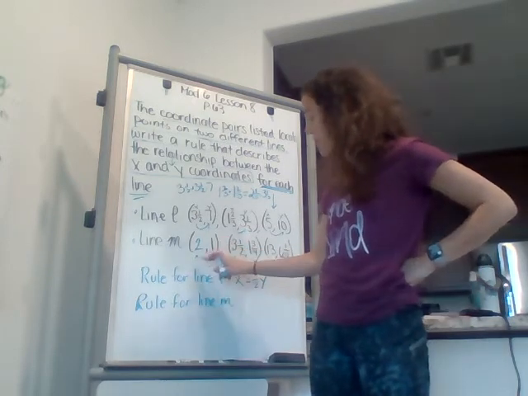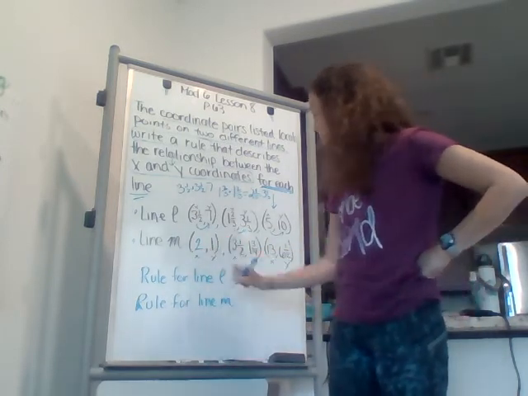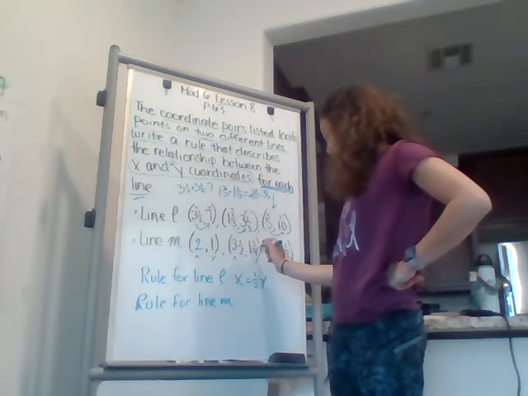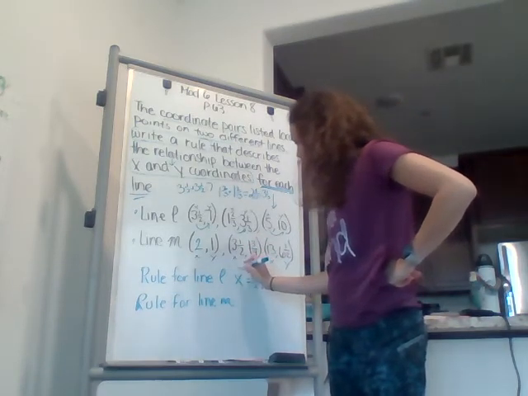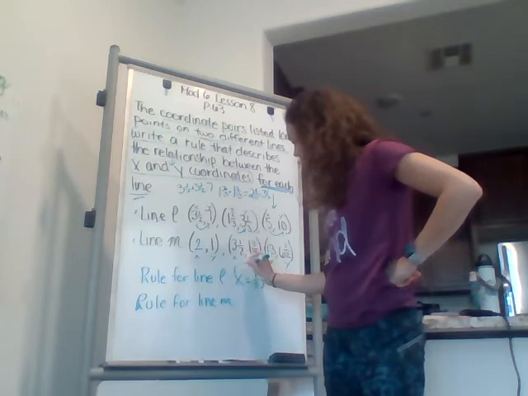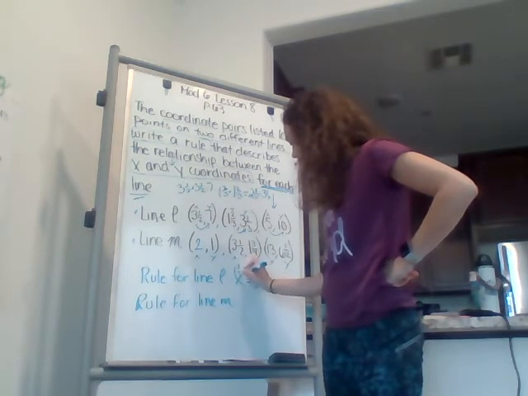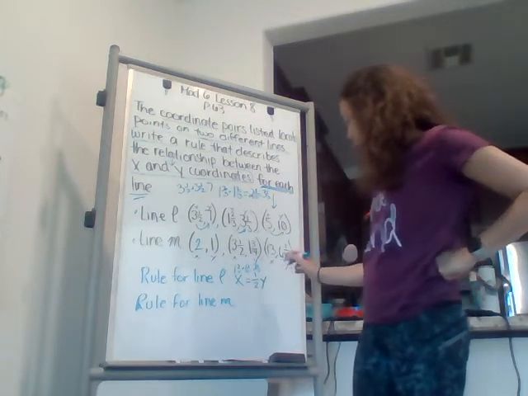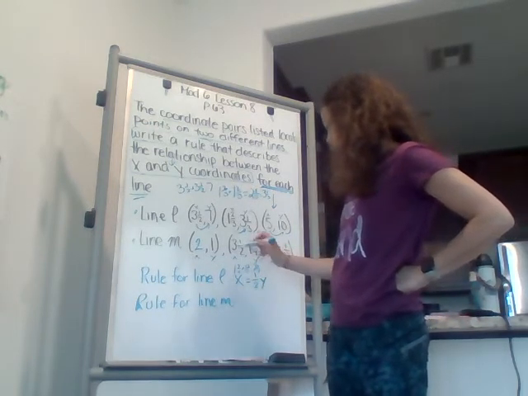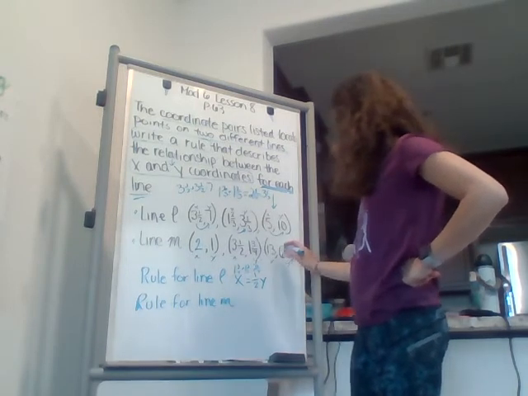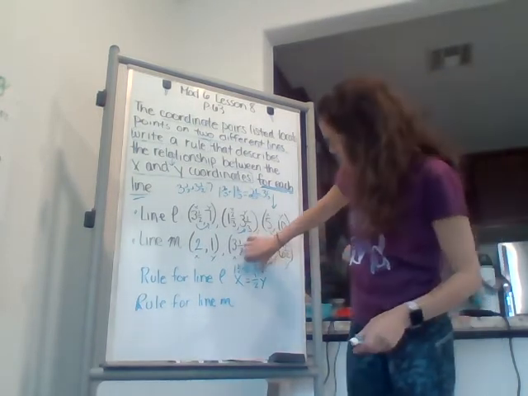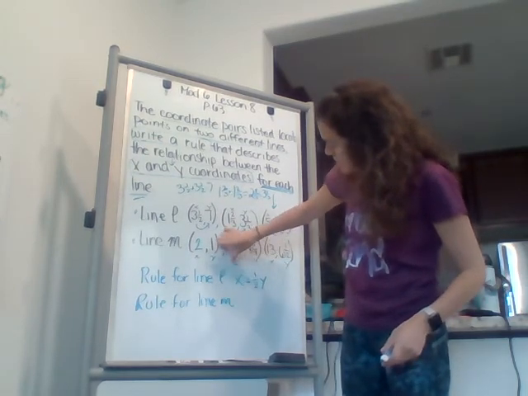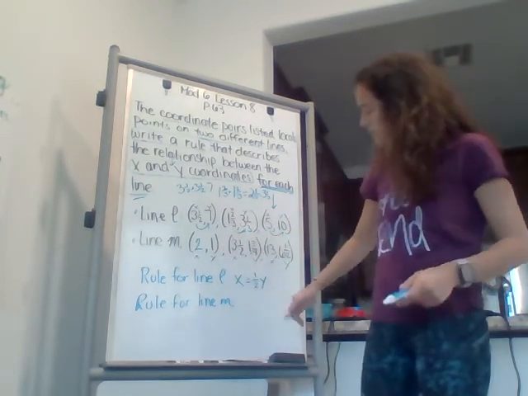Well, 2 is double 1. X maybe is double Y. Let's see. Is this one double this one? If I add 1 3/4 twice, will I get 3.5? Equals 2 6/4, which equals 3 2/4, which equals 3.5. So that works. Is 6.5 doubled 13? Yes, it is. So now we just need to think about how we phrase that for our rule equation.